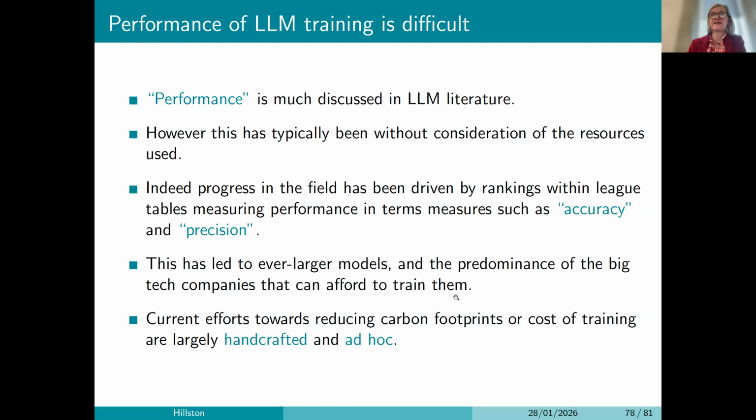And so as an effect, this is why it's become the predominance of the big tech companies, because they're the only ones who can afford to put in ever more resource and keep driving advances in this user-centric view of performance. And there are, as I said, current efforts towards reducing carbon footprints, but this is largely handcrafted and ad hoc.